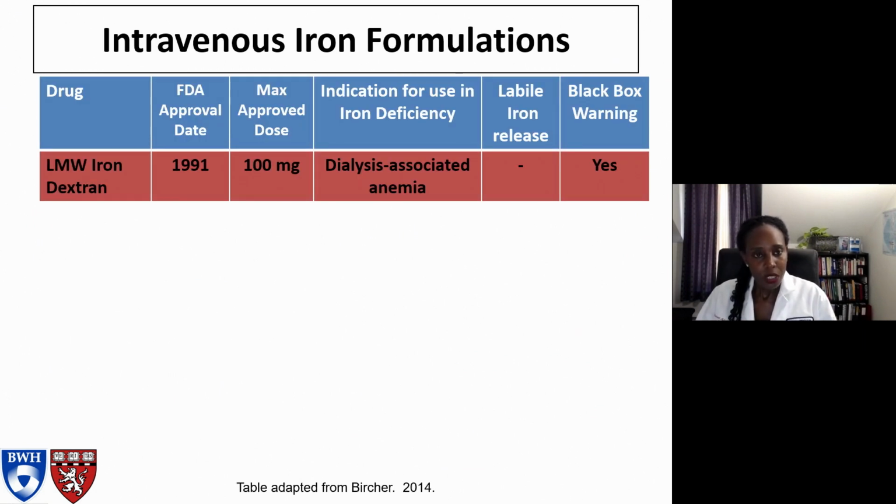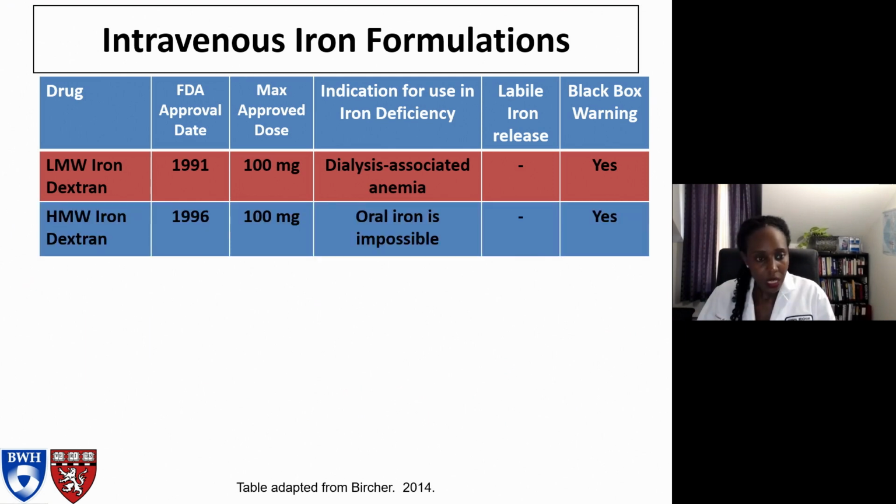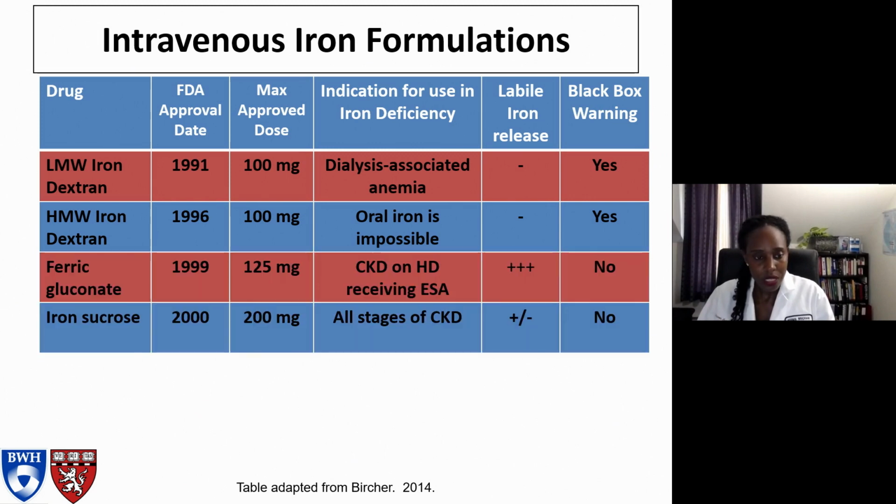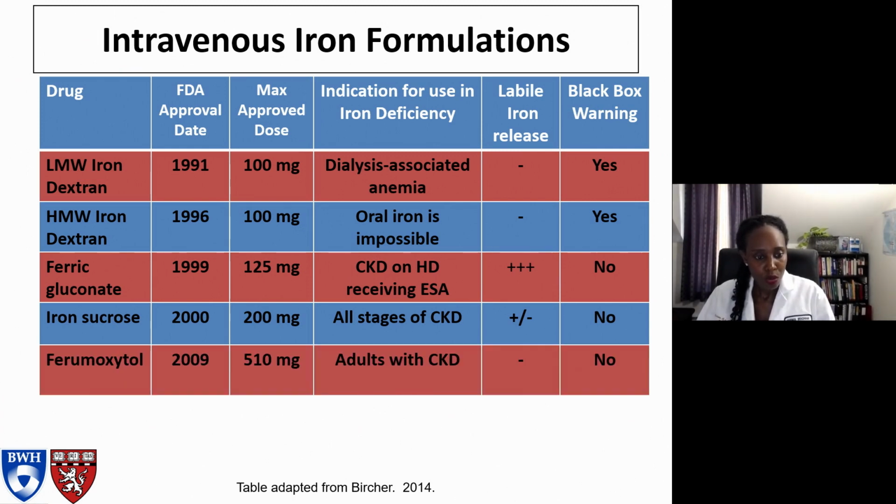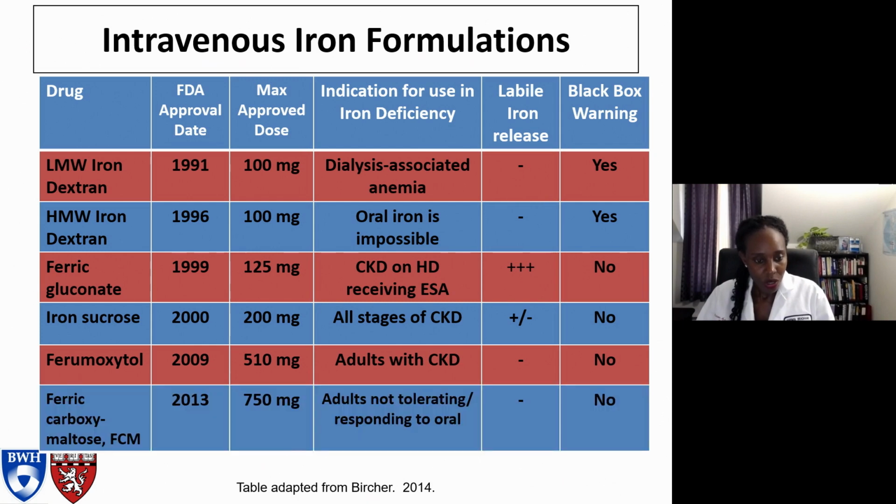I'm going to spend a little time on the intravenous formulations that are currently available. Low molecular weight iron dextran was approved in 1991. There is a high molecular weight iron dextran approved in 1996, although we no longer use this. There are more recent formulations like ferric gluconate, iron sucrose, ferumoxytol, and more recently, ferric carboxymaltose.